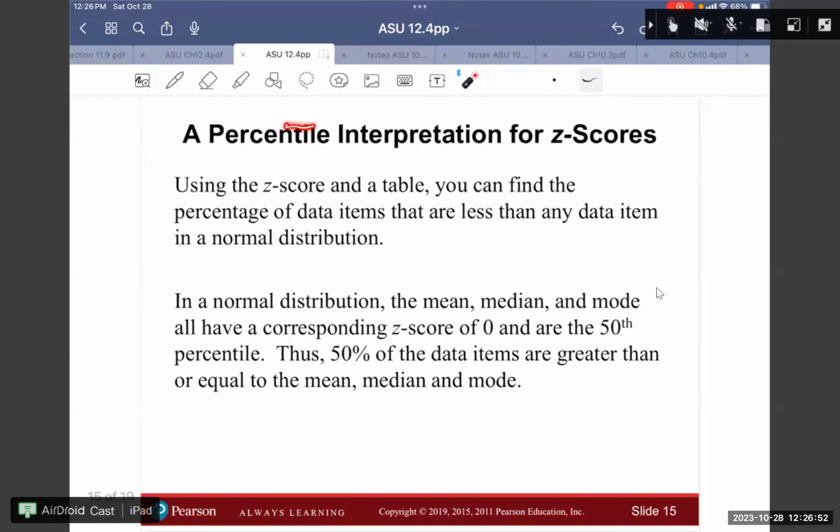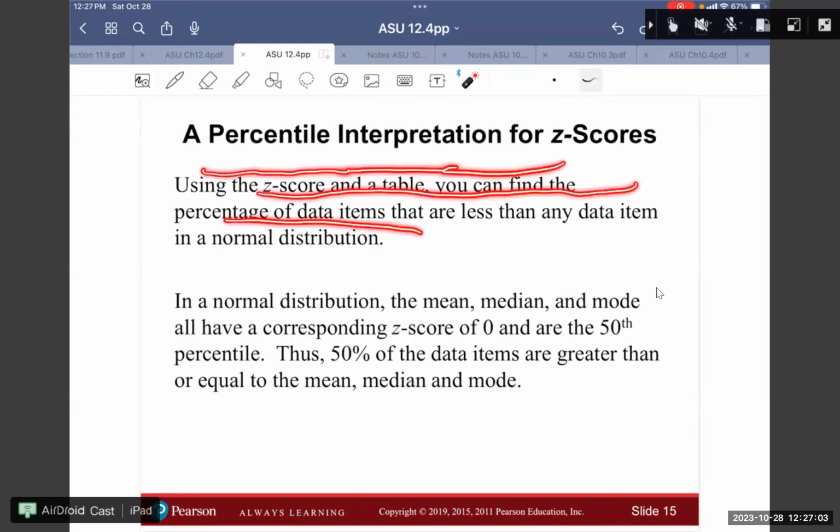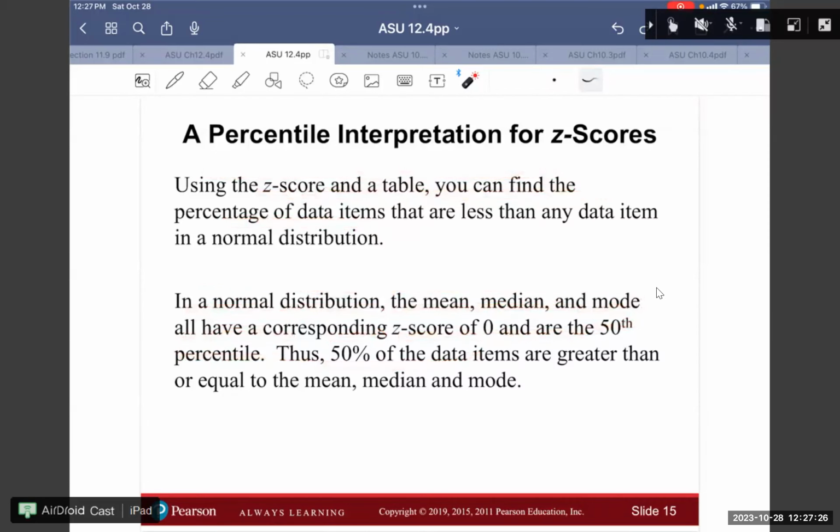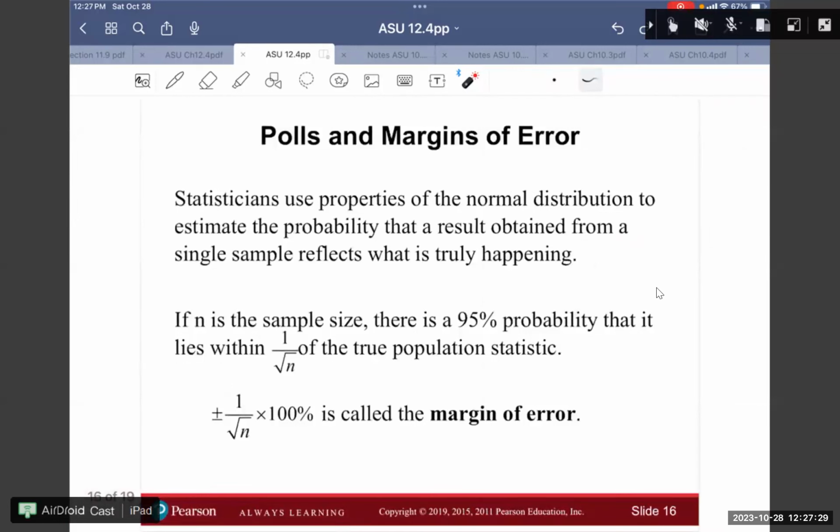So a percentile interpretation for the z-score: using the z-score and the table, you can find the percentile of the data less than any data item in a normal distribution. In a normal distribution, the mean, the median and the mode all have a corresponding z-score of 0, and that is the 50th percentile. Thus, 50% of the data is greater than or equal to the mean, median, and mode. So we can have a poll at the margin of error.